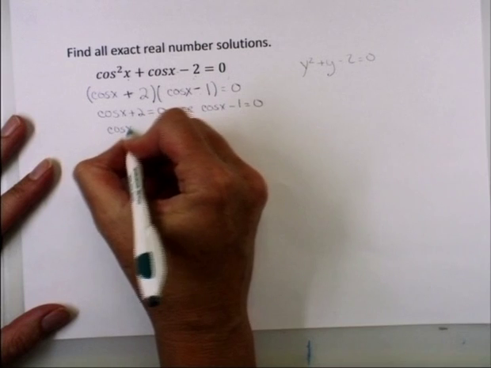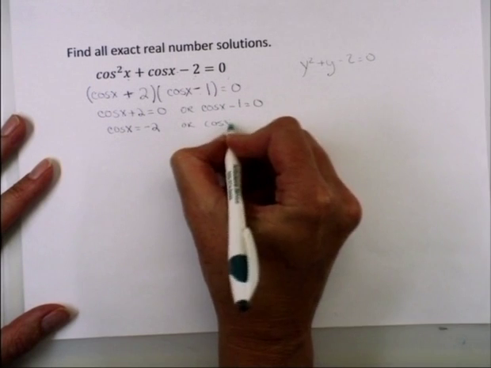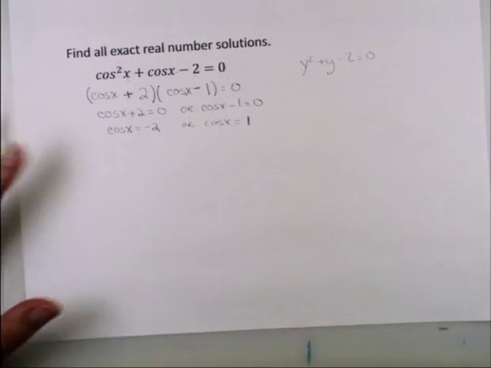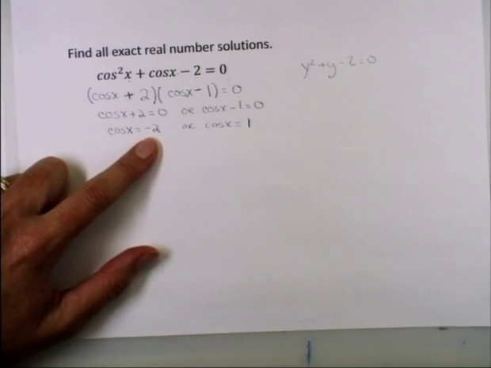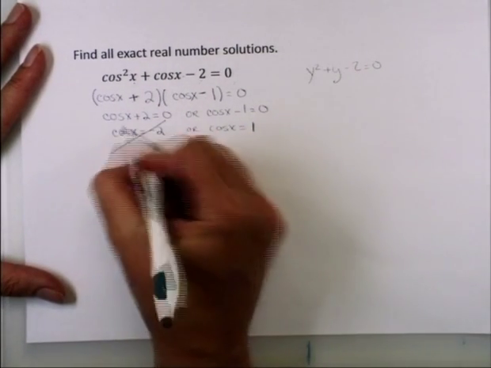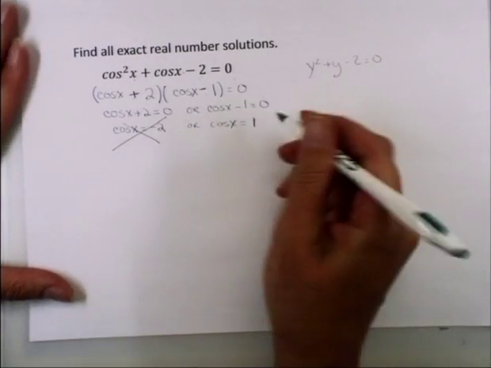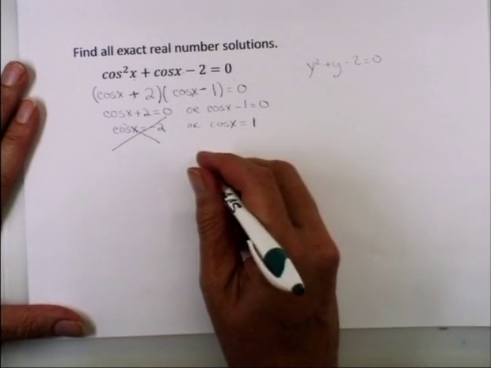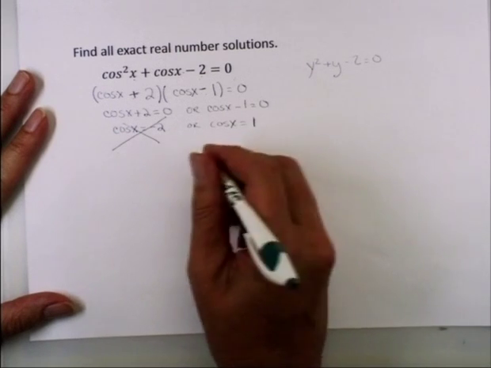Okay. Now when I simplify these down, I get the cosine of x equals negative 2, or the cosine of x equals 1. Now when I look at this one, can the cosine equal negative 2? Is negative 2 in the range of this function? And it's not. So this one is no solution. That doesn't help me at all. But this one, where does the cosine of x equal 1? I know that that happens at 0 degrees or 0 radians.